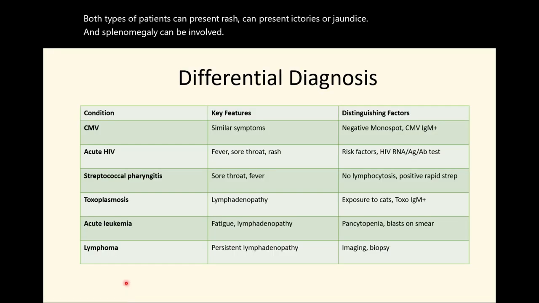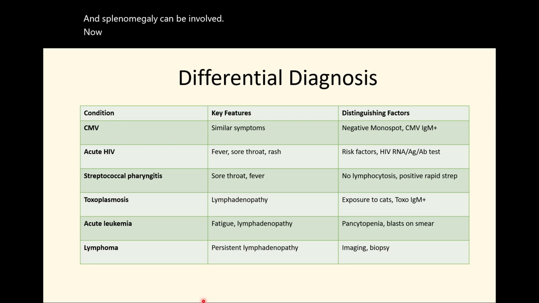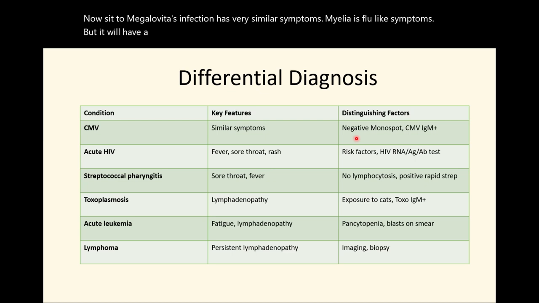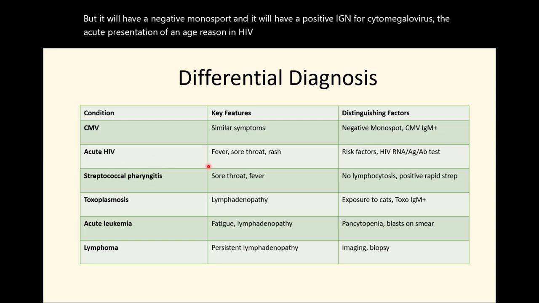Now, cytomegalovirus infection has very similar symptoms, malaise, flu-like symptoms, but it will have a negative monospot, and it will have a positive IgM for cytomegalovirus. The acute presentation of a recent HIV patient will have fever, sore throat, and rash.